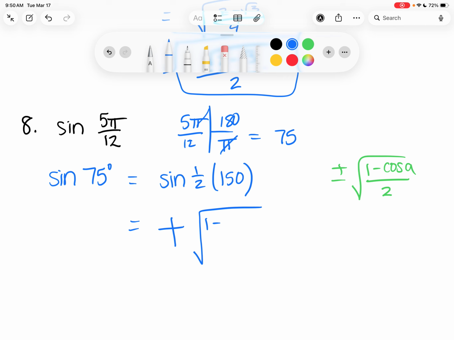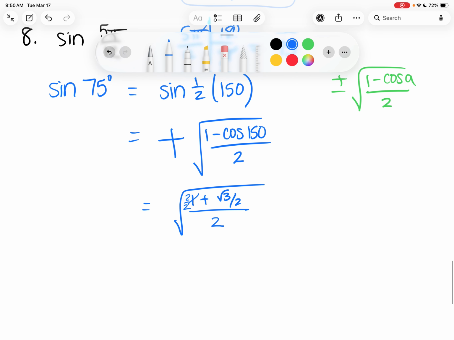1 minus the cosine of 150 over 2. What's the cosine of 150? Negative. So instead of 1 minus a negative, I'm going to write it as 1 plus root 3 over 2, all over 2. So I'm going to rewrite 1 as 2 over 2.